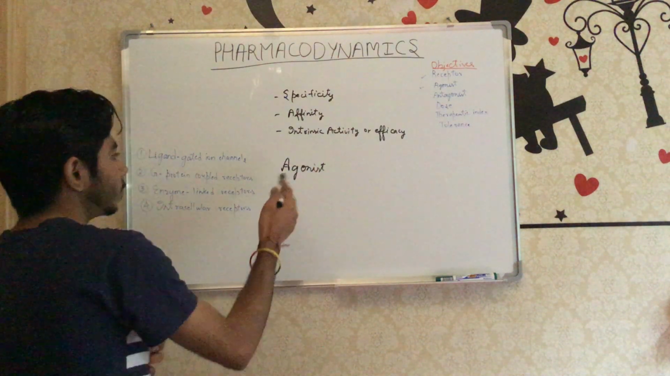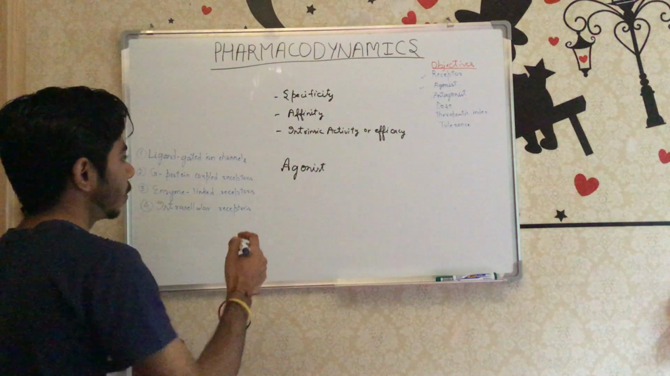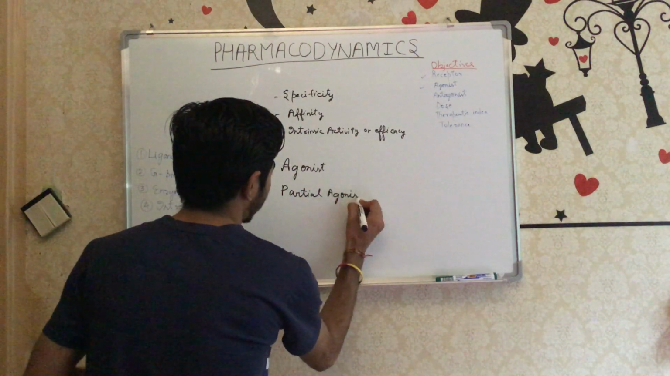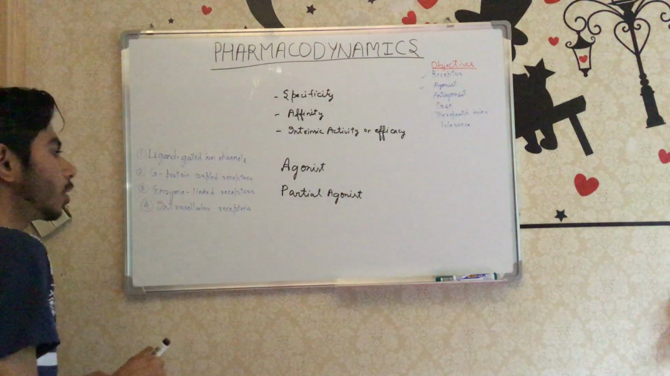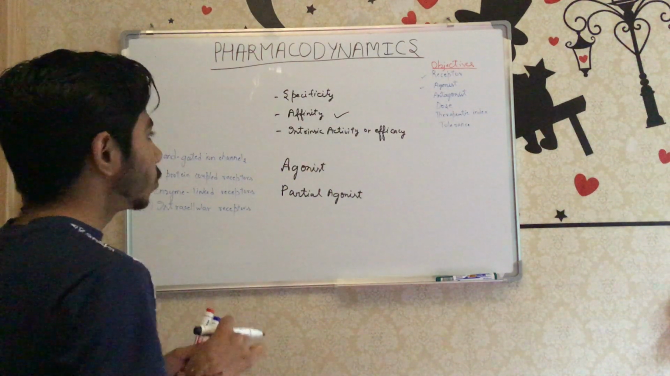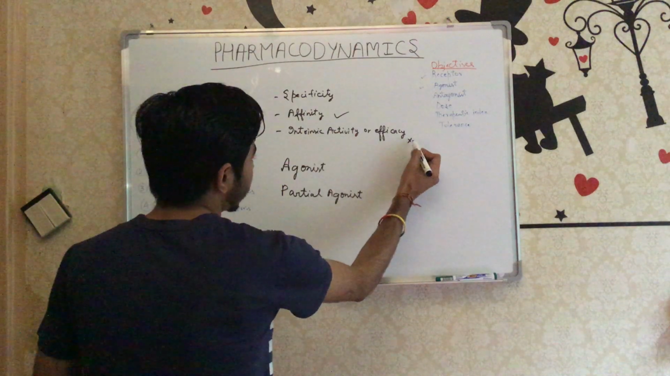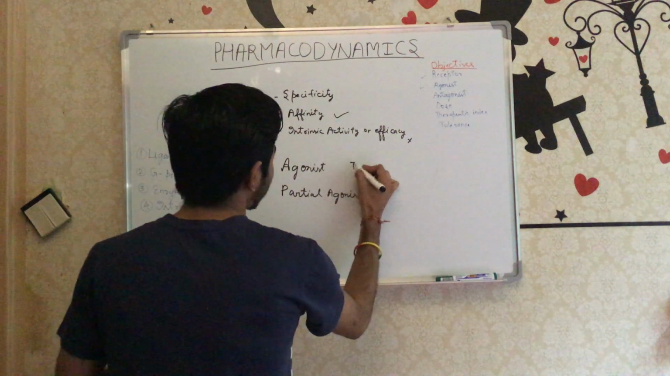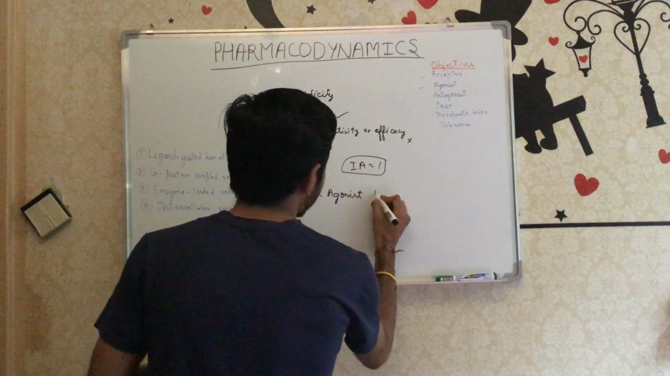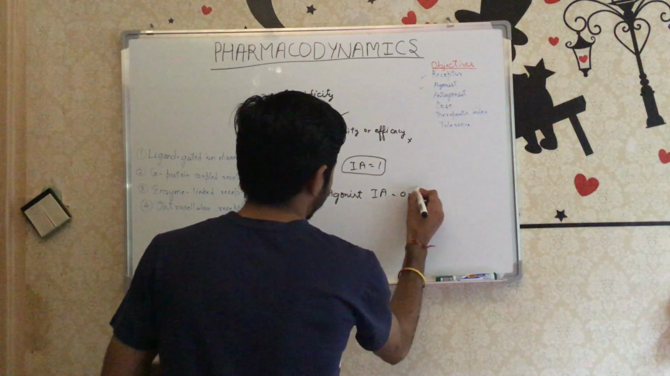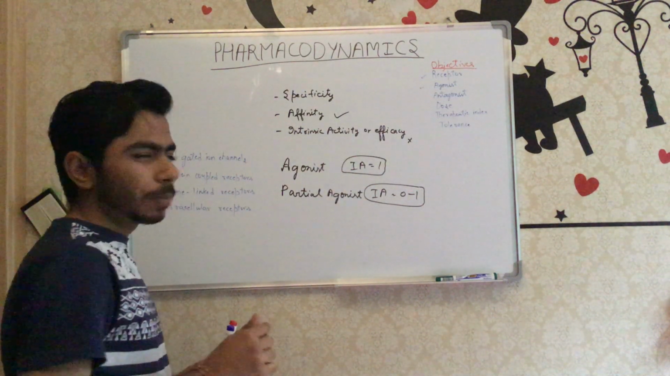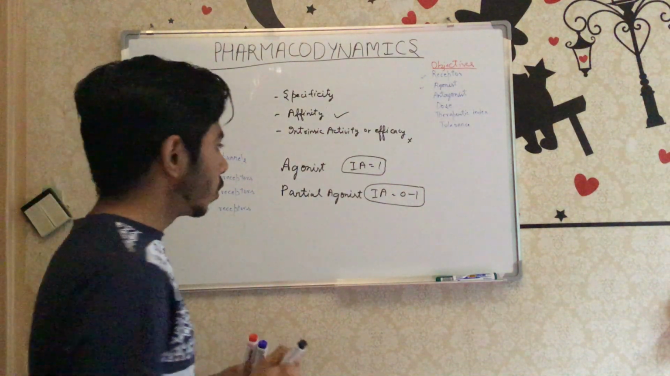After that, we have partial agonist. Now what is a partial agonist? Partial agonists have good affinity, which means they can bind to the receptors properly, but they have weak intrinsic activity or efficacy. Like an agonist has intrinsic activity equal to around 1, but a partial agonist has intrinsic activity between 0 and 1. So they bind to the receptor properly, but they won't elicit an appropriate response, or they elicit a weak response.